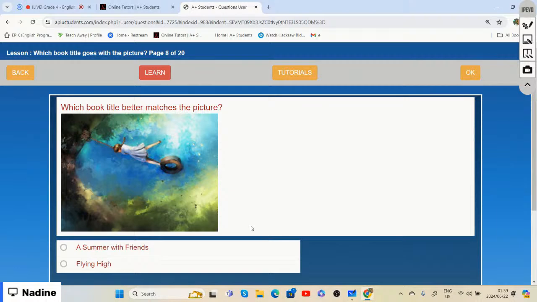Because we can't put a title of something that you do during the day and then it is nighttime, right? The picture shows nighttime, right? So we need to look at the picture. The picture needs to match the title, just as the title needs to match the picture. So is it Summer with Friends or is it Flying High?